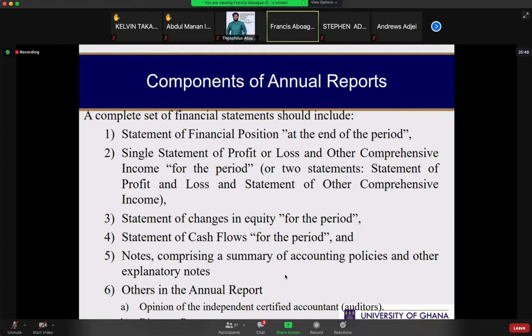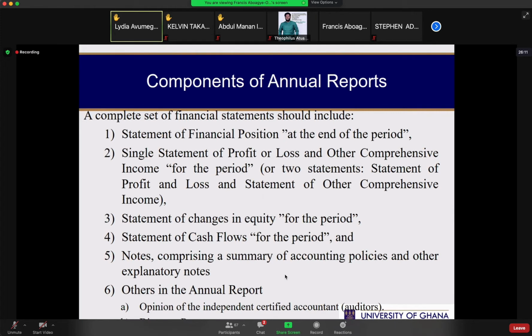But in a typical annual report, there will be other reports. So for instance, you have the auditor's report, you have the director's report. What are the other reports that you can think of? Yes, Lydia. Please, the chairman's report.